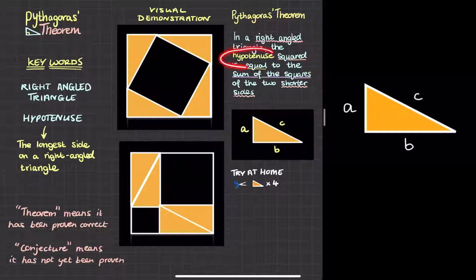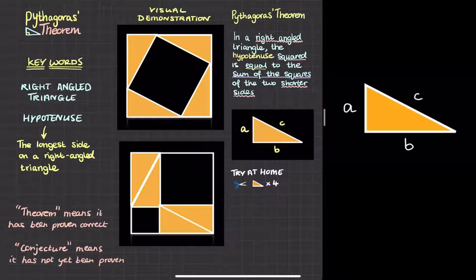So if you haven't come across that word hypotenuse before, the hypotenuse is the longest side on a right-angled triangle. So you might describe this as the diagonal line in a triangle. It's the longest side in a right-angled triangle. And then that leaves the other two sides, which must be the shorter sides. Okay, let's have a go at this in action.